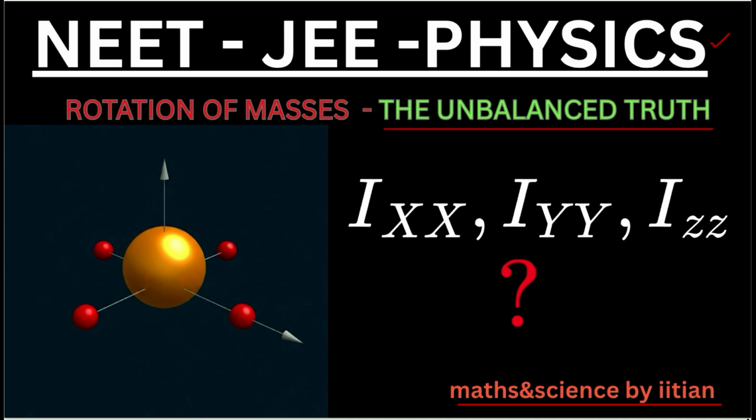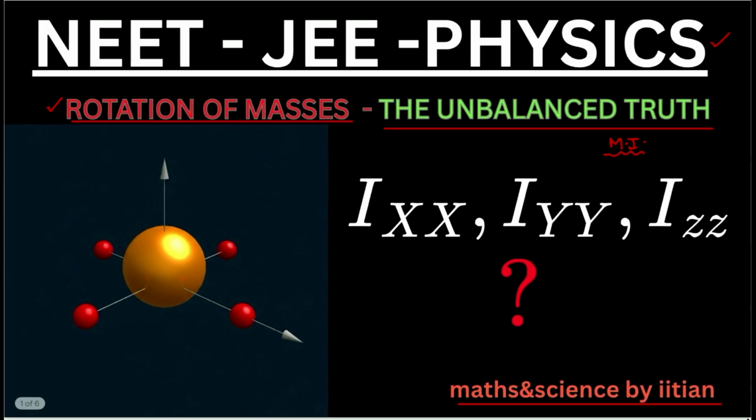If different masses m1, m2, m3, m4 are kept on an axis or somewhere in space, and we want to find the behavior of the rotation of masses, for that we are required to find out the moment of inertia. That moment of inertia is based on the moment of inertia tensor. This is where the tensor comes into play.